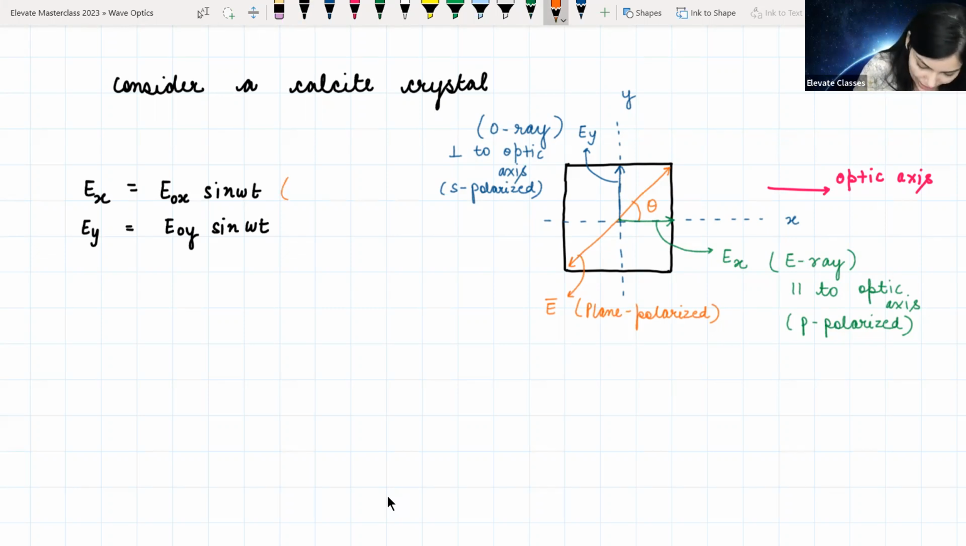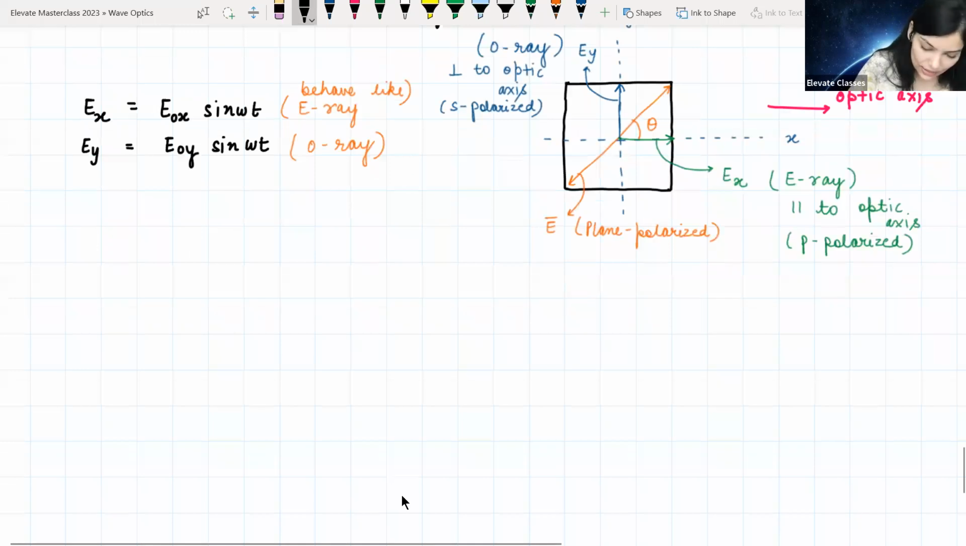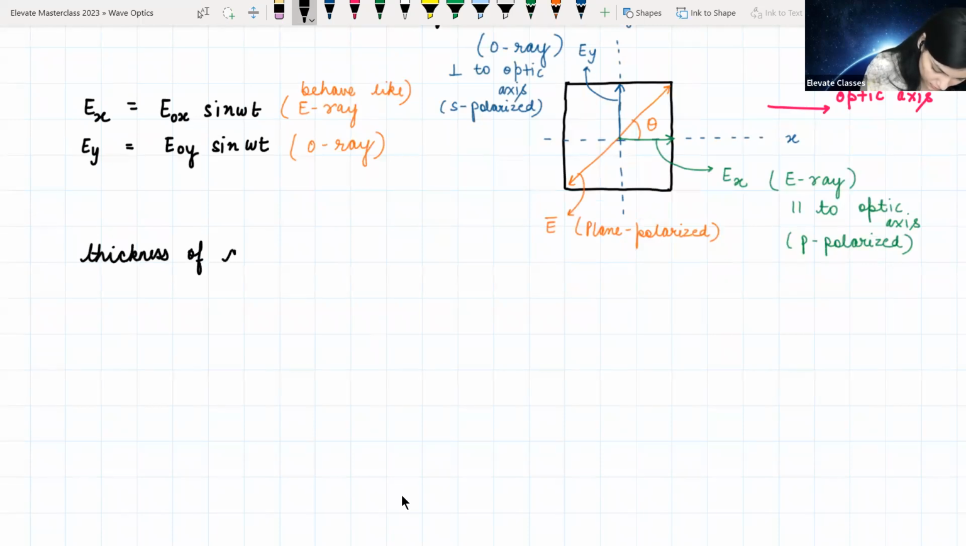So Ex is actually going to behave like an E ray. And this is going to behave like an O ray, this component of the incident electric field. So now if I say that the thickness of the crystal is equal to some amount T.